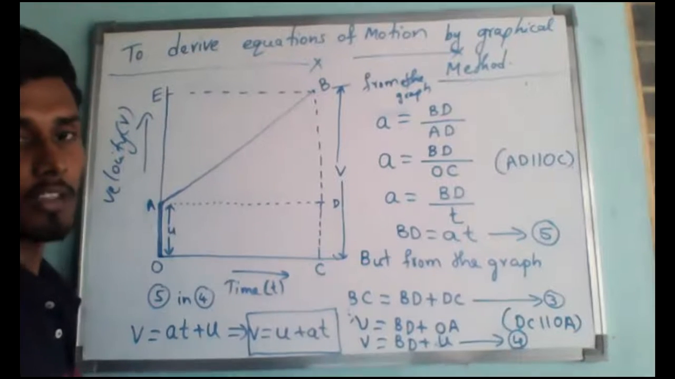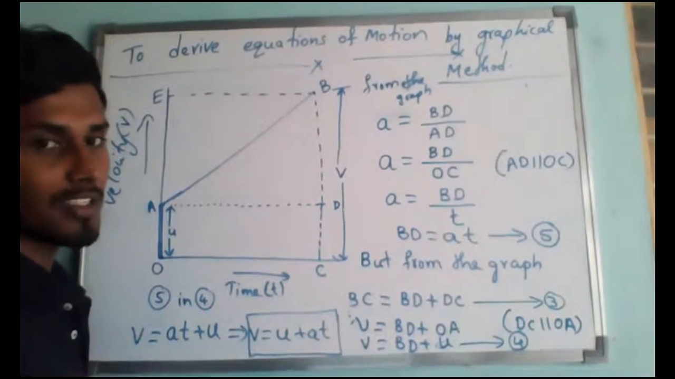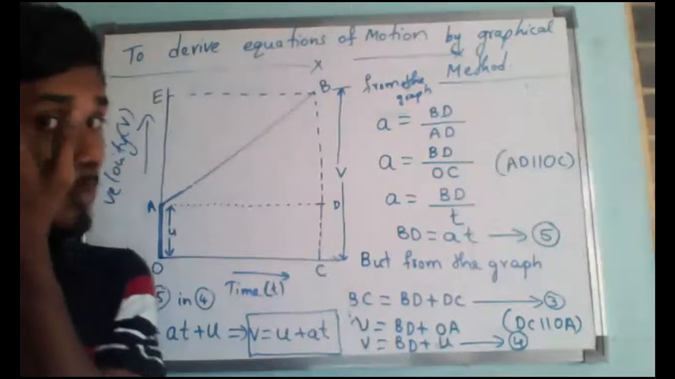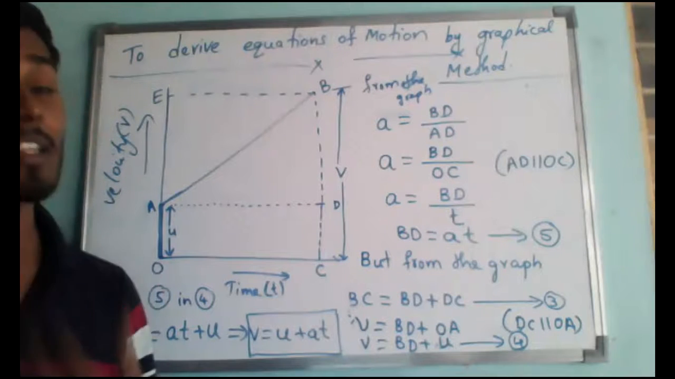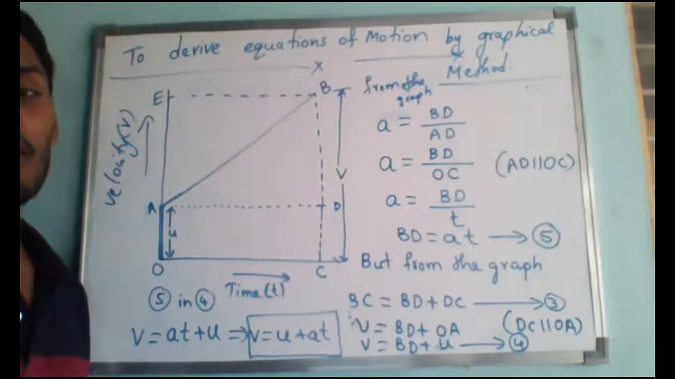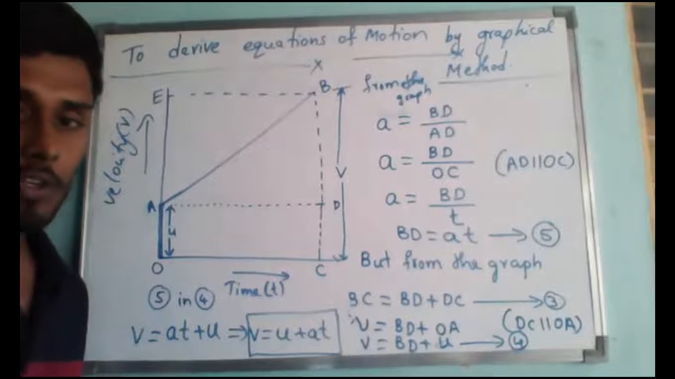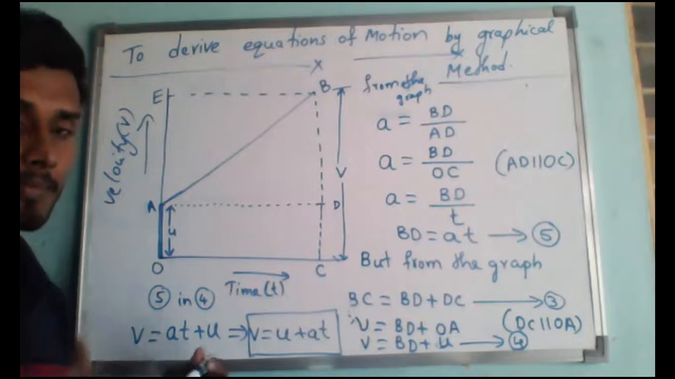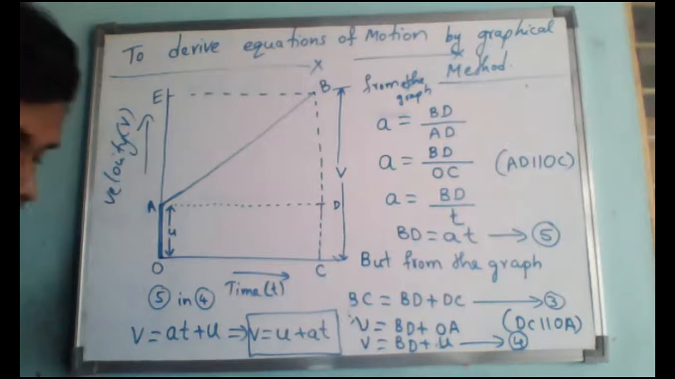Yes, sir. So that is our first equation: v equals at plus u, or v equals u plus at. Both are the same. So this is the first equation of motion. By which method has it been derived? Graphical method. Is it difficult for you? No, sir.